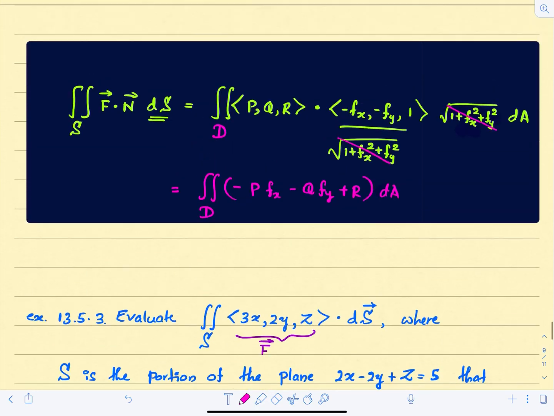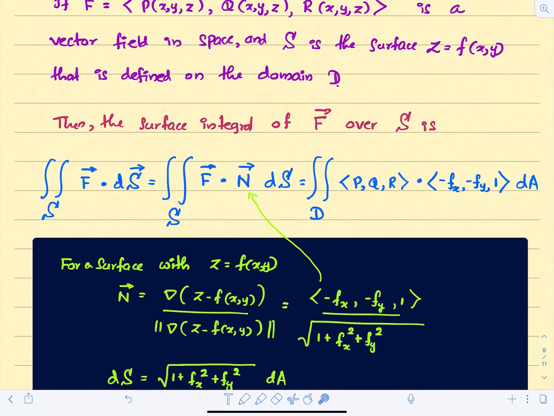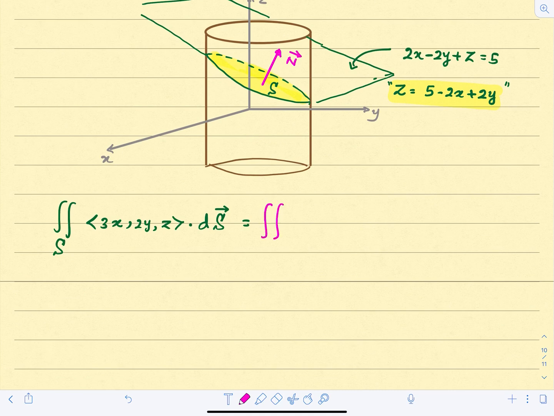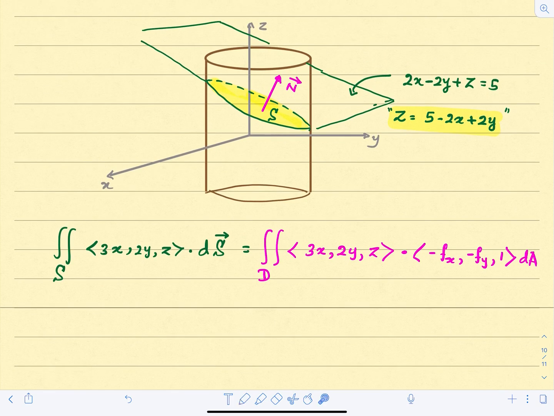Now previously I defined the formula for the surface integral of a vector field, and it is given by this. So this surface integral F dot dS equals your vector field dot minus partial f of partial x, minus partial f of partial y, 1. So I have this double integral over a domain D. Then here we should have the vector field 3x, 2y, z dot minus f sub x, minus f sub y, 1 dA. Now remember, we evaluate this integral on this surface.